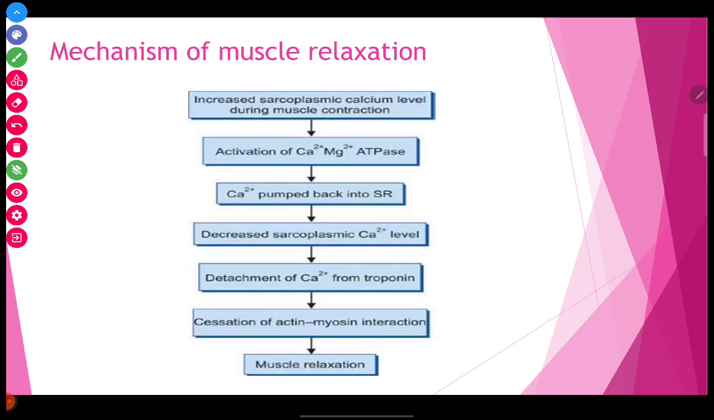Now we can look into the mechanism of muscle relaxation. As I already said, calcium ions are very much important for muscle contraction. This calcium binds to the troponin-tropomyosin molecule, and it helps in the exposure of active sites on actin.